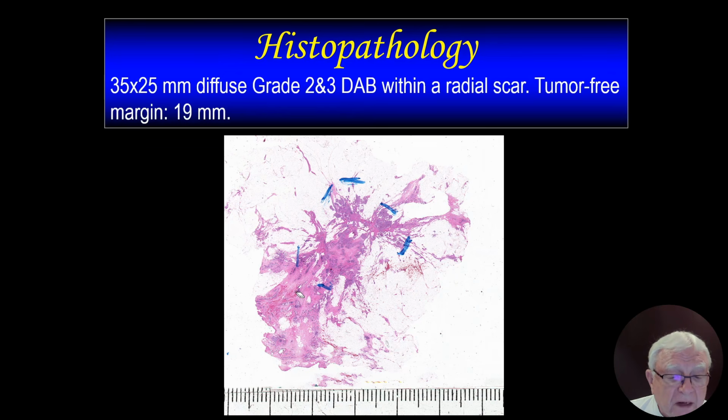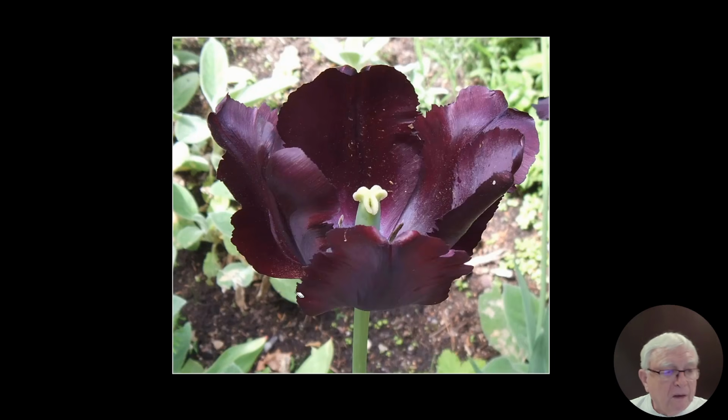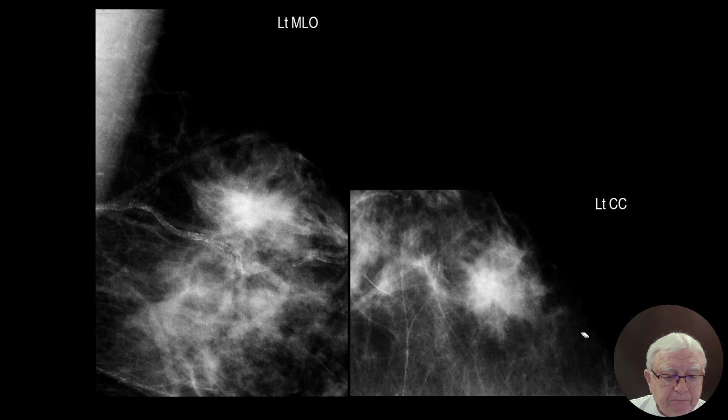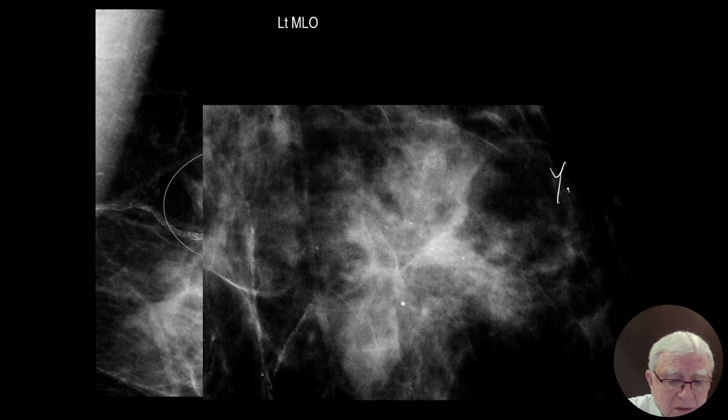Tumor field margin 19 millimeter. It's an ice break. Do you see an architectural distortion? Of course we see an architectural distortion, but then you start to scratch your head and say, is it real? Is it true? The answer is yes.